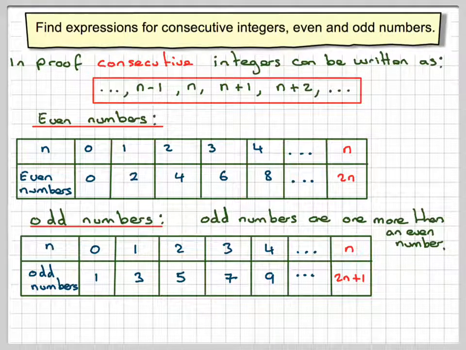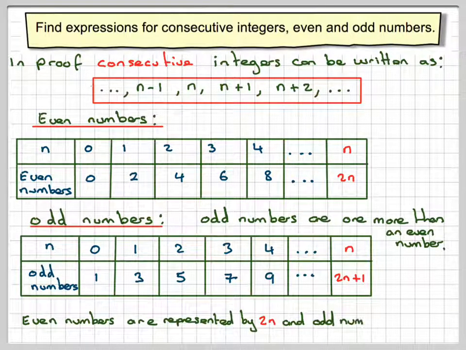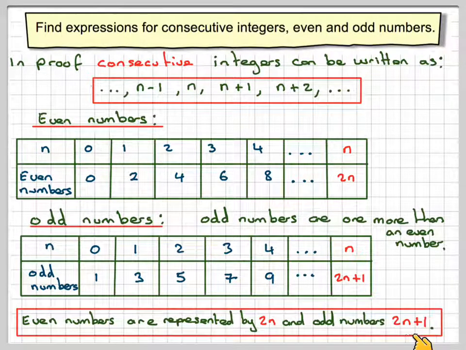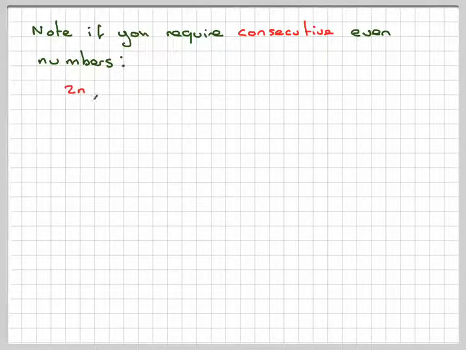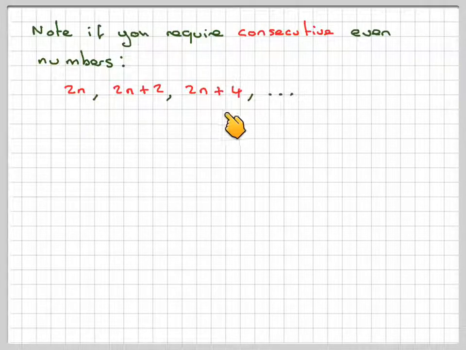And therefore, in conclusion, even numbers are represented by 2n and odd numbers are represented by 2n plus 1. This is worth remembering. Note, if you require consecutive even numbers, then the first one will be 2n, then the next one will be 2n plus 2, 2 away. The one after that will be 2n plus 4, etc.